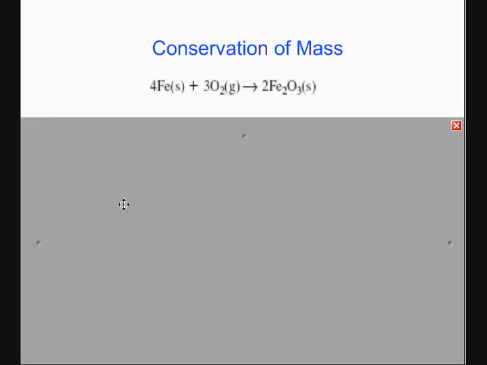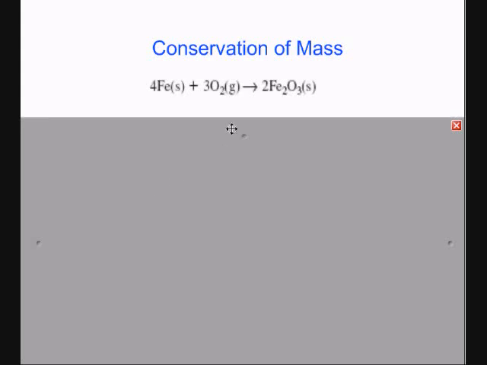Let's try another one. Now here's an interesting one, conservation of mass. We've talked about this a lot, right? And this is good verification that what I'm doing is true. If I have balanced things correctly, and if stoichiometry is true, then we should have conservation of mass. That is, the mass of the reactants should equal the mass of the products. So in this one, I've already balanced it, right? 4 irons plus 3 oxygen molecules come together to make 2 molecules of iron oxide.